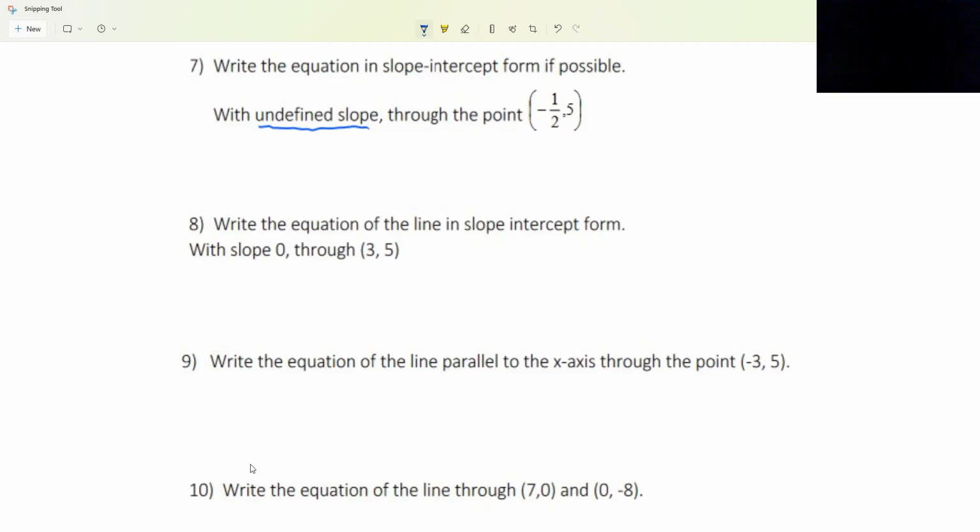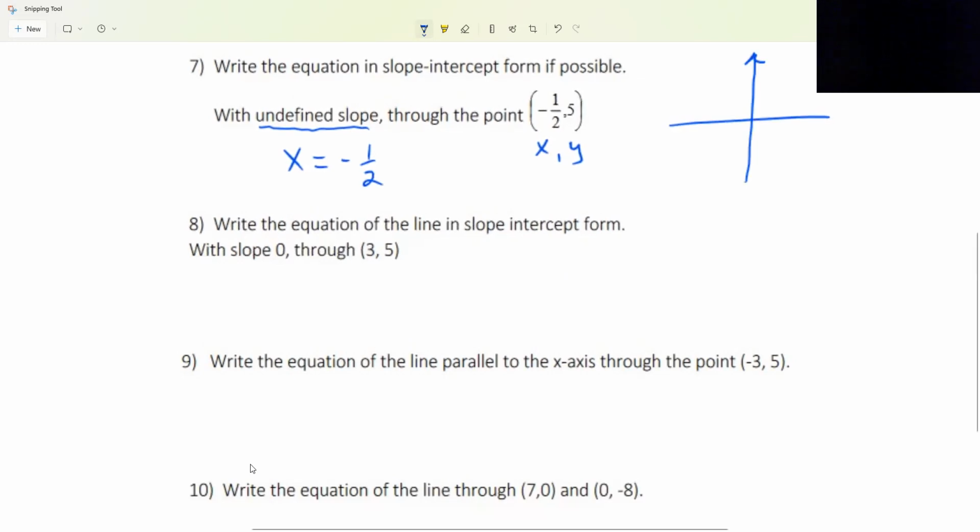Now remember, they're giving us a point. This is x and this is y. All right. So my equation here is going to be x is equal to -1/2. And this is how this works. Let's say here are your axes. And -1/2, let's say that's like right here. And let's say we'll put 5 here. So the point that we're looking at is right there.